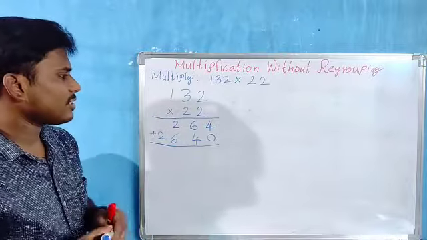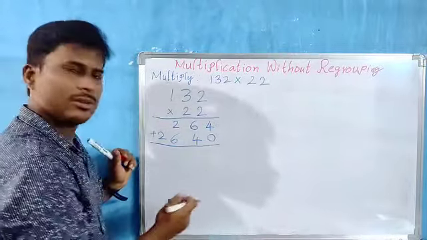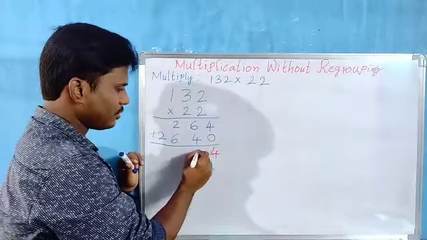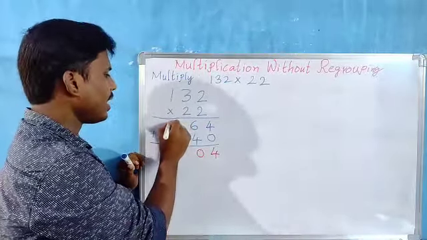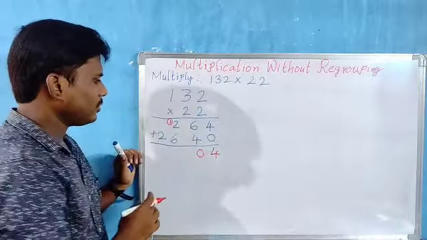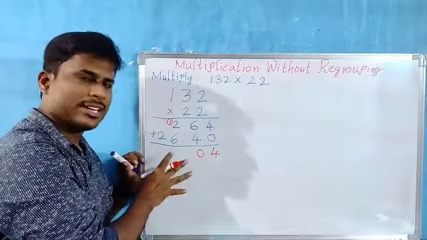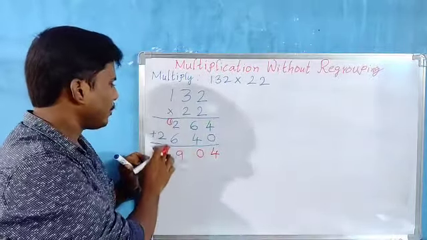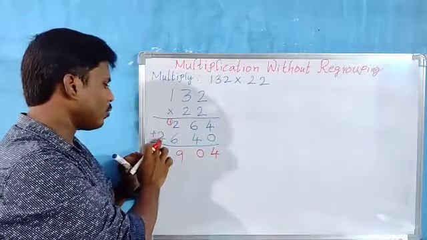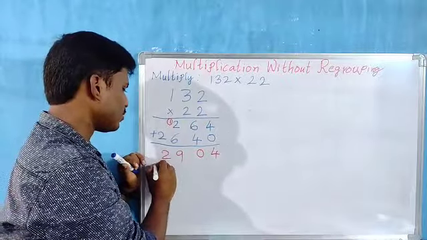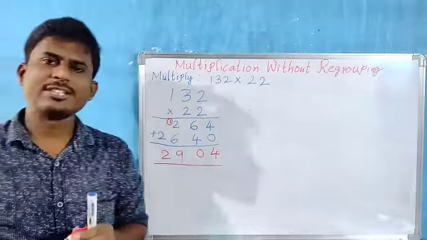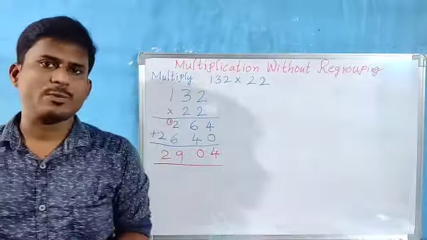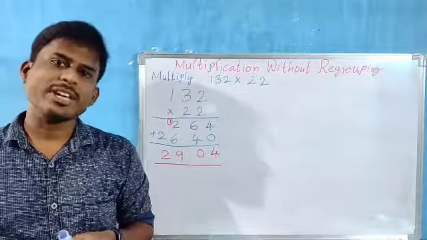So what is our answer? Let us count. 4 plus 0, 4. 6 plus 4, 10. So 0 here and 1 regroup. Now 6 plus 2, 8. 8 plus 1, 9, children. Okay. 9, see, no regrouping here. Now only 2 we have in the thousands place, so 2. So we got answer as 2904, children. Here we did not see any regrouping. So next, let us see a problem with regrouping.